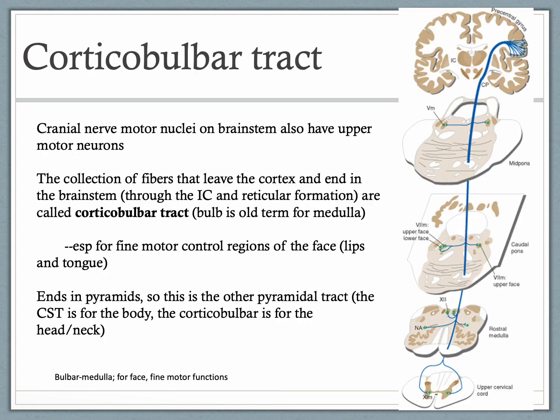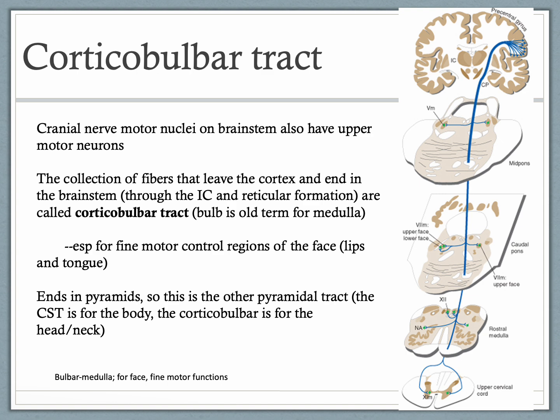Then we have the corticobulbar tract. Cranial nerve motor nuclei in the brainstem also have upper motor neurons. The collection of fibers that leave the cortex and end in the brainstem through the IC and reticular formation are called the corticobulbar tract. The bulb is an old term for medulla. This is especially true for fine motor control regions of the face, like the lip and tongue.